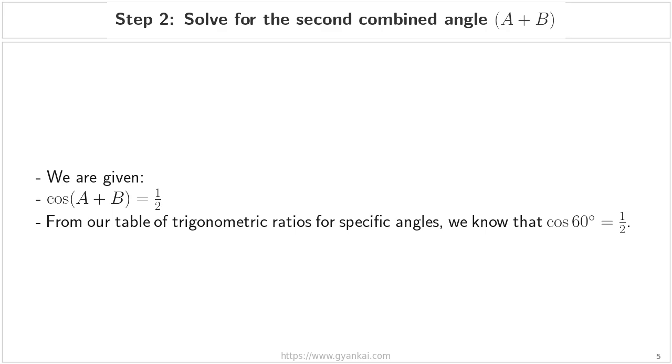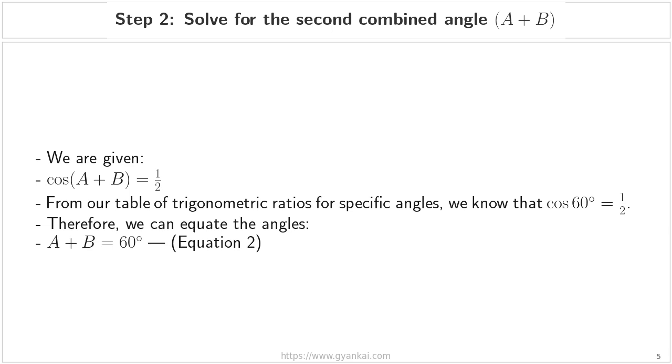Now, just like we did with the sine ratio in the last slide, we need to refer back to our standard trigonometric tables. We can see that the cosine of 60 degrees is exactly 1/2. Because these two expressions are equal, we can strip away the cosine function and simply equate the angles themselves. This gives us our second linear equation, A plus B equals 60 degrees, which we will label as equation 2. We now have both pieces of the puzzle needed to proceed to the next step.